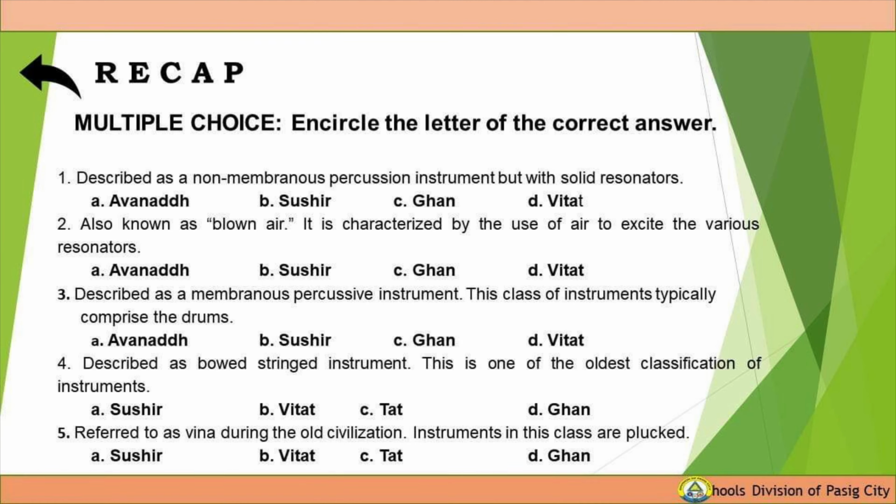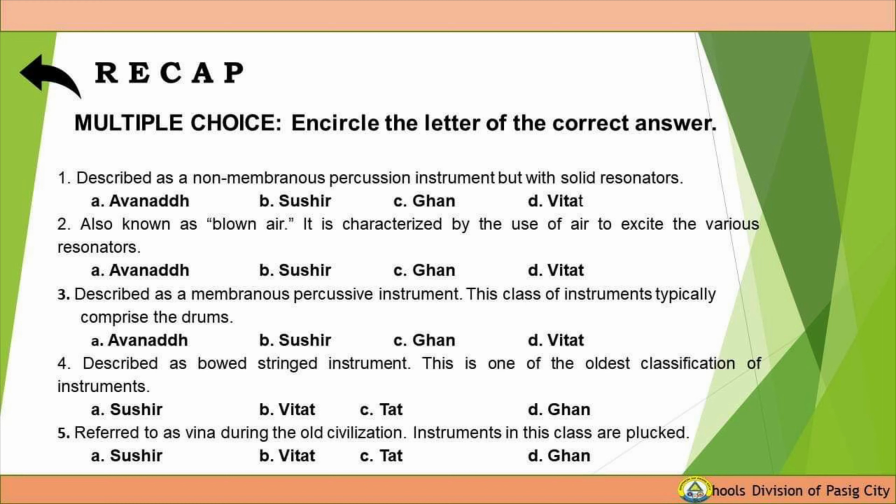Let's have a short recap on what we have discussed before. Please refer to your activity sheets. Multiple choice. Encircle the letter of the correct answer. Number 1. Described as a non-membranous percussion instrument but with solid resonators. Number 2. Also known as blown air, it is characterized by the use of air to excite the various resonators.